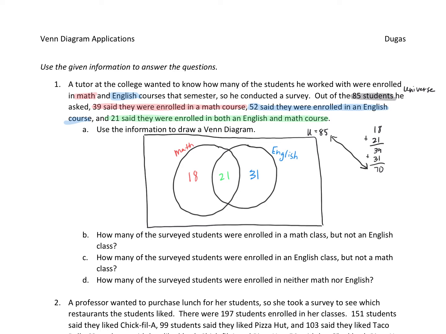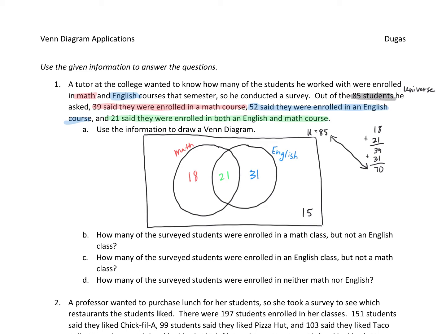So in order to make that balance, I need to put the 15 out here in the rectangle. That says that 15 students who were surveyed are not in math or English. They're not taking either of those classes. So maybe they're taking, I don't know, science and psychology. Whatever they're taking, they're not taking math or English. So that's what that 15 represents.